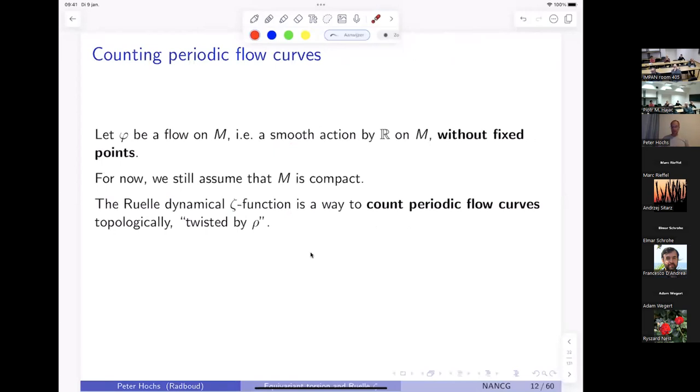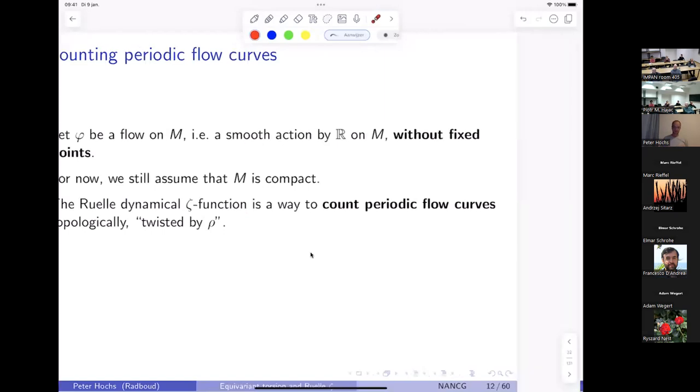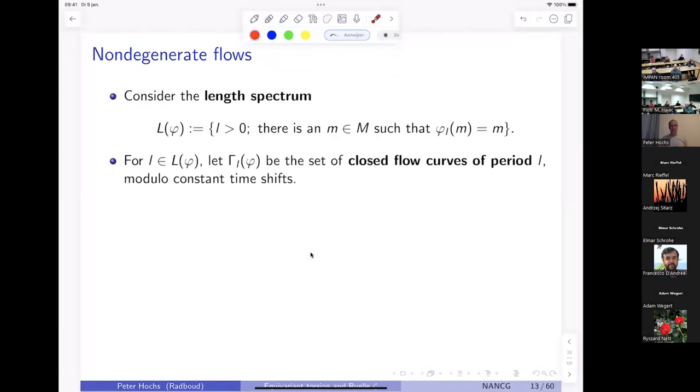The thing is, if you count periodic flow curves in a literal sense, if you have one periodic curve, you can also go around it 2 times, 3 times, or 4 times, etc. So you get infinitely many of them. So you have to regularize this in some way. And this is what this is about. I'm going to write down the sum over periodic flow curves in a second, and I'm going to split up the sum into flow curves of different periods. So I just introduce some notation.